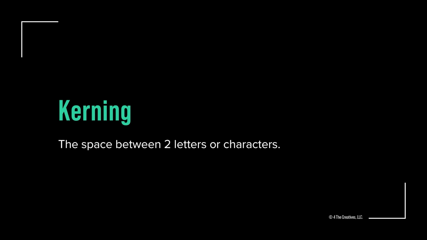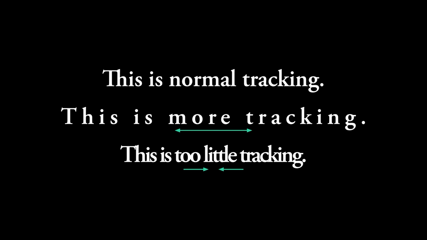The third of the typography spacing keywords is kerning. That means the individual spacing between letters or characters. The difference between tracking and kerning is that tracking takes into account the whole word or sentence or paragraph, whereas kerning is just the space between two specific letters or characters. You can see the first is kerning from the typeface design, and then the next one is too much kerning, and the last is too little kerning.